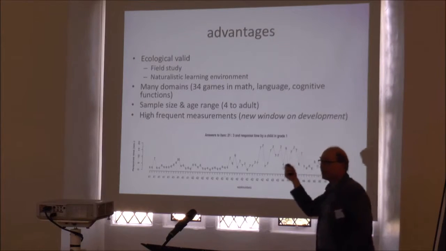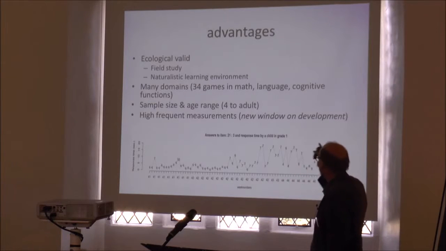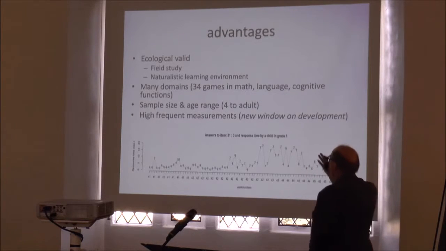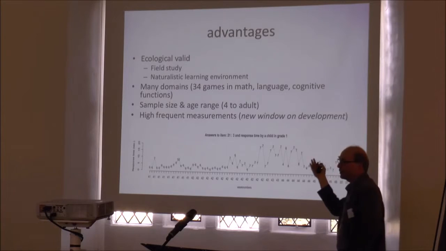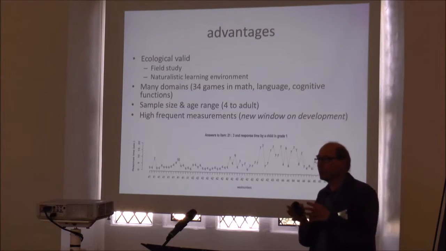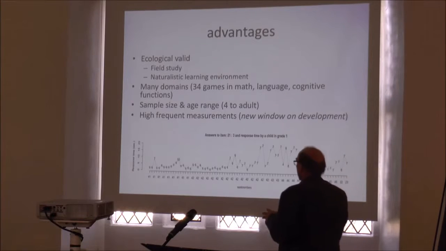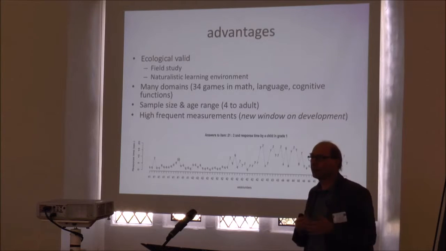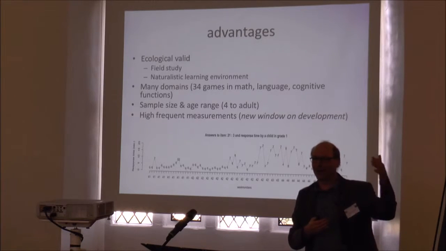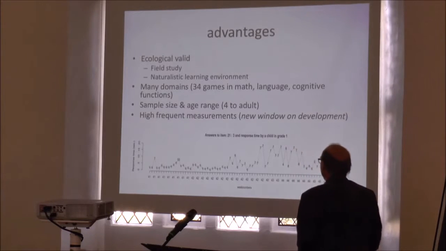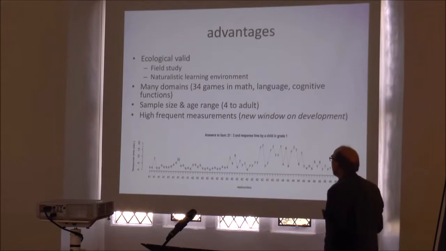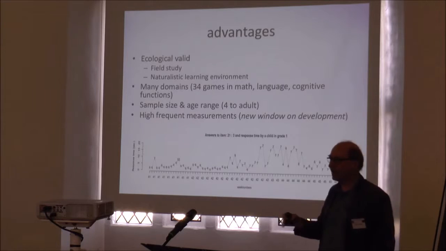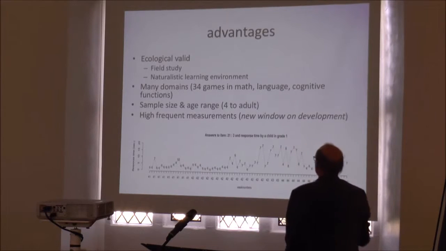And there are many domains, so it says here 34, but that's even more. We have language games, math games, and games related to cognitive abilities. Incredibly large sample size and age range, so 4-year-olds to adults. It looks like it's built for elementary school children, but the item bank is really advanced, so you can play it too, and you will see the multiplication gets harder and harder at some point. There's no real end to the ability range. And we have this high-frequency measurement. Some children do this daily and for multiple years. So that's a completely new window on development, as I call it.